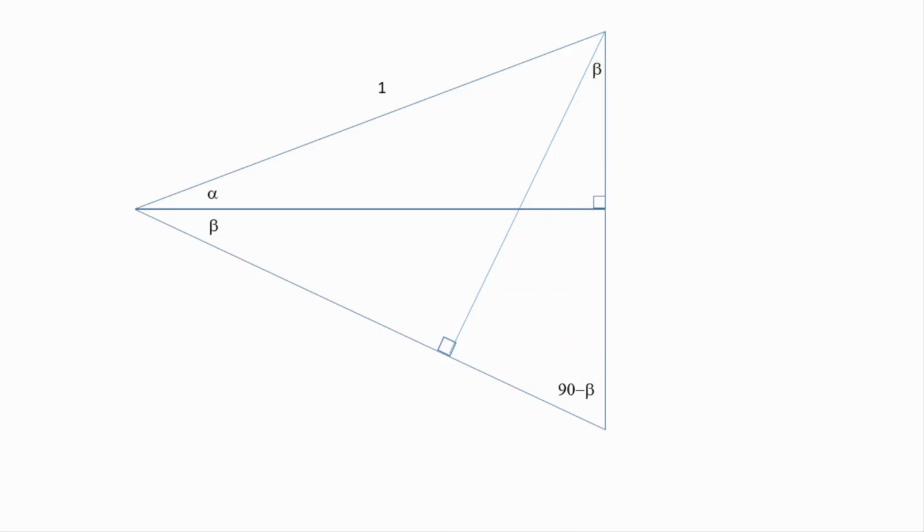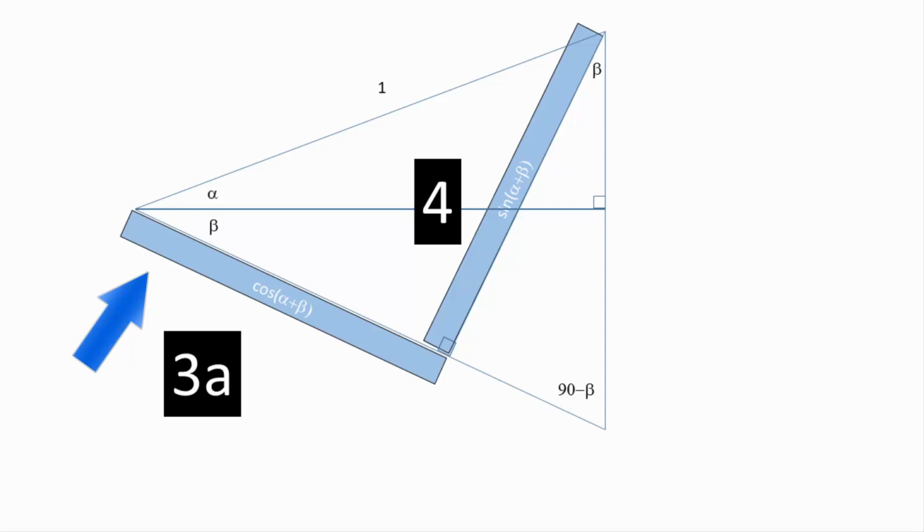Now because of the extra line we drew in this figure, we can see that the value for 3a will actually be equal to cosine of alpha plus beta, and the value for 4 will be equal to sine of alpha plus beta. Now, of course, we don't know what these values are yet, and we don't want to use alpha plus beta. We want to be able to specify the length of those sides in terms of trigonometric functions that operate only on alpha or beta, but not both. So those will be the two identities that we find.